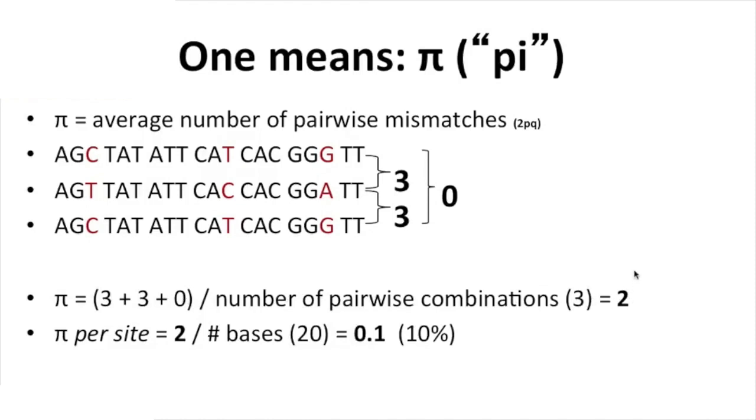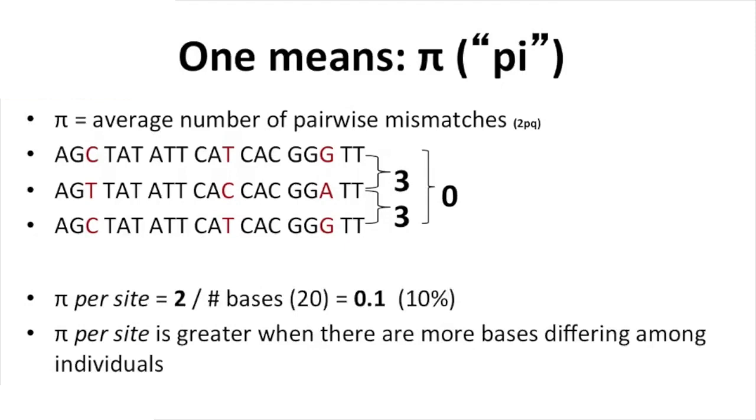Now, it's not very useful just to use this 2 by itself because it could be 2 in 10 bases, 2 in 100 bases, 2 in 1,000 bases. So typically when people talk about pi, they average out by the number of sites being investigated. In this particular case, we looked across a stretch of 20 bases. So pi per site would be 2 divided by the number of bases, which in this case was 20. So in this case, pi would be 0.1, or simply put, 10%.